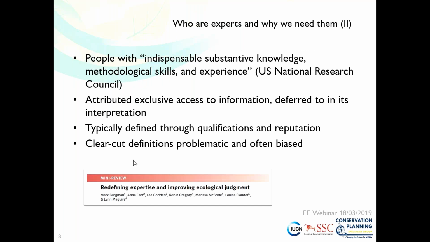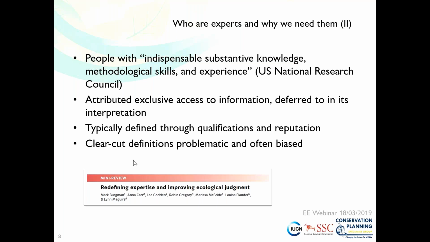So the US National Research Council defines experts as people with indispensable substantive knowledge, methodological skills, and experience. So we see experts as people who have access to information that non-experts don't. So they know things. And because they know things, they have superior access, we also attribute to these experts a superior ability to interpret evidence. Okay, not only does an expert know more, but he can also more easily or more effectively than non-experts interpret what new information means. This sounds reasonable, I think, but having a clear-cut definition of what an expert is and who is an expert and who is not, it's not as clear-cut. Okay, it's not as easy.